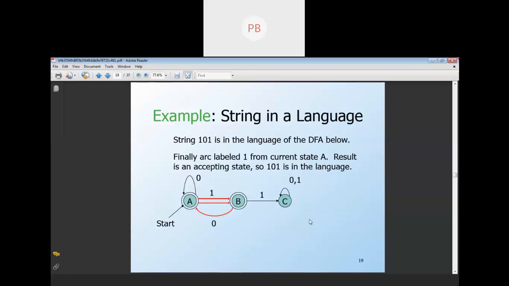Now write a question. Design a finite automata. Wait for a minute.